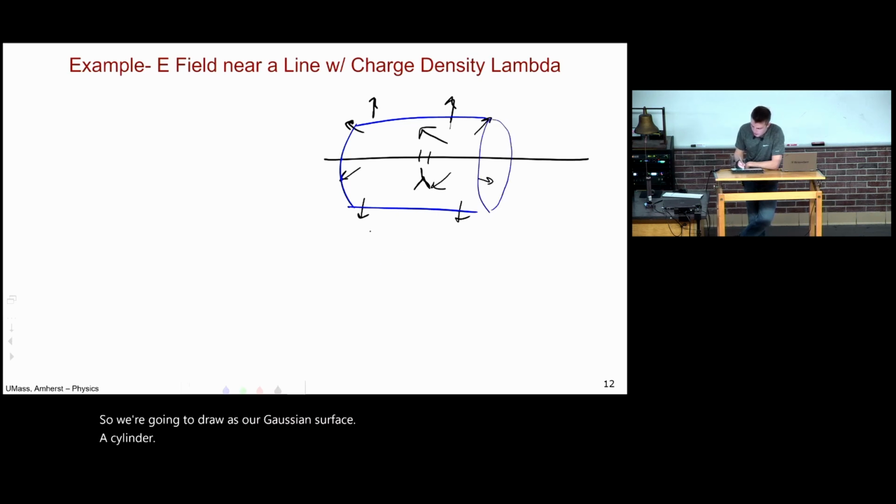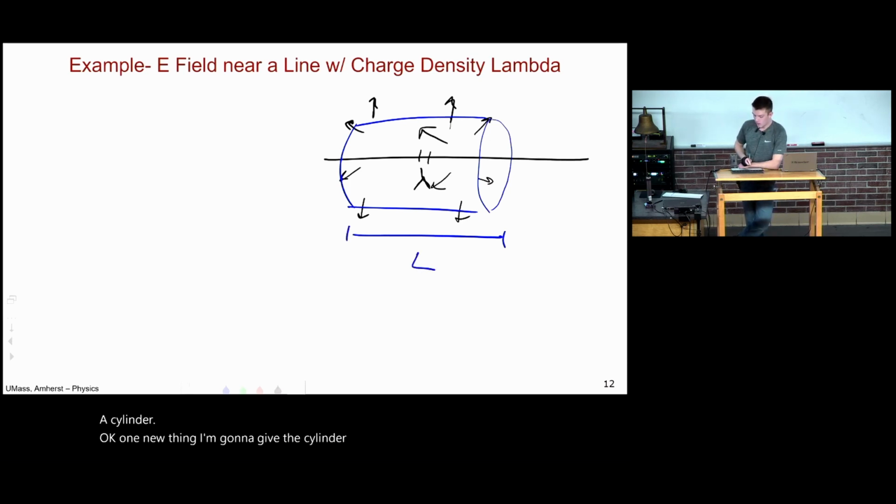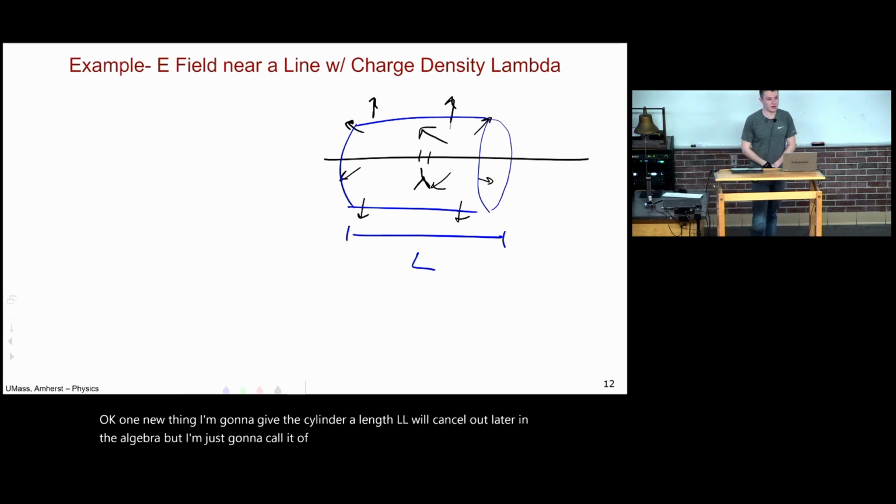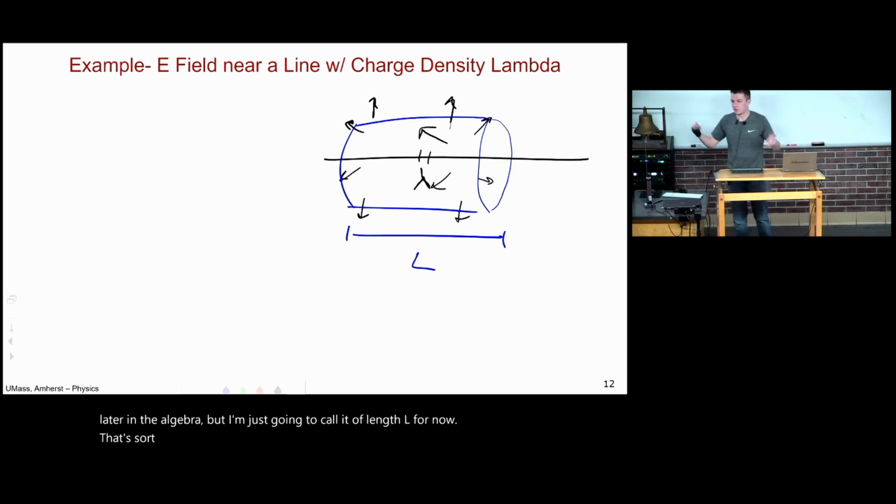Okay? One new thing, I'm going to give the cylinder a length L. L will cancel out later in the algebra, but I'm just going to call it of length L for now. That's sort of a step that you just have to believe in, and it will cancel out later.